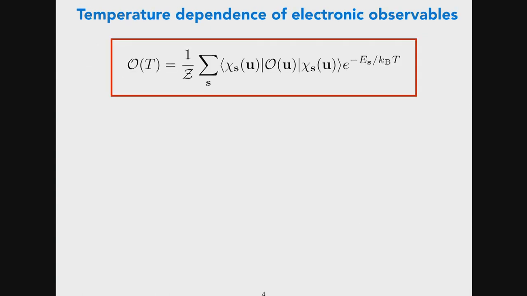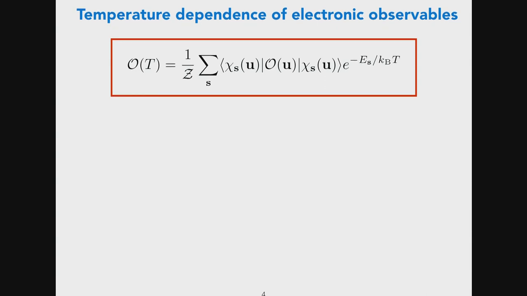If we write this in a somewhat more formal manner, I consider some general electronic observable O, which I'm interested in calculating at some finite temperature T. What we're doing in the adiabatic picture is calculating the expectation value of that observable with respect to a vibrational wave function, which I represent by this chi here. This could be something like a product of Gaussian functions if we assume the harmonic approximation in our system. And then we have the standard Boltzmann factor and the partition function.